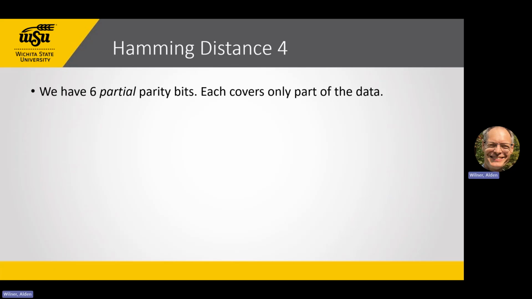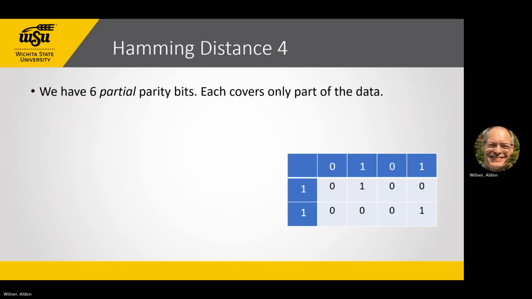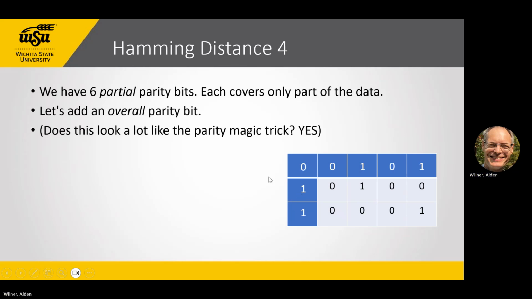So, Hamming distance of 4. In the table we just made, we have 6 parity bits, and each covers a portion of the data. If we add an overall parity bit in the corner, now this parity bit checks the parity bits we just added, right? And this is literally the parity magic trick that we did. Hamming distance is now 4.